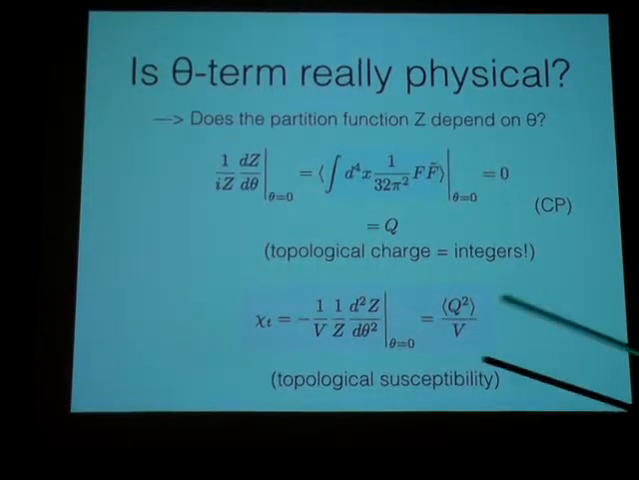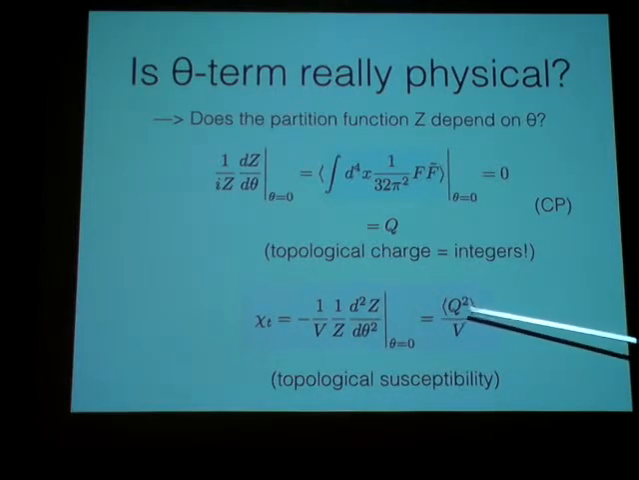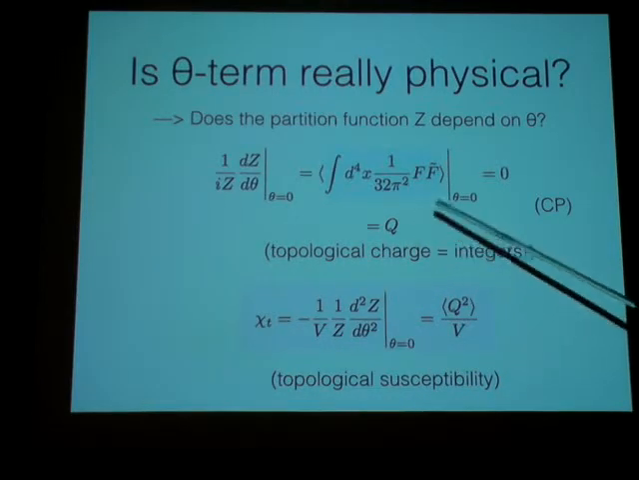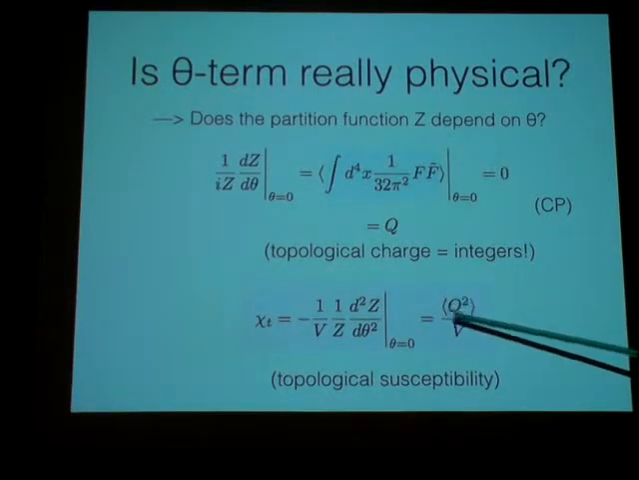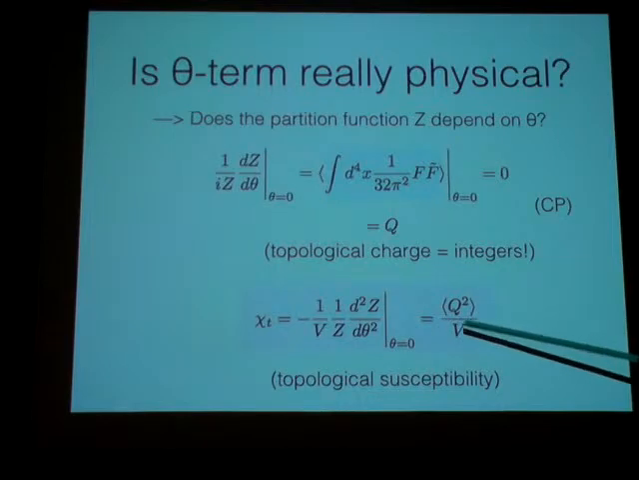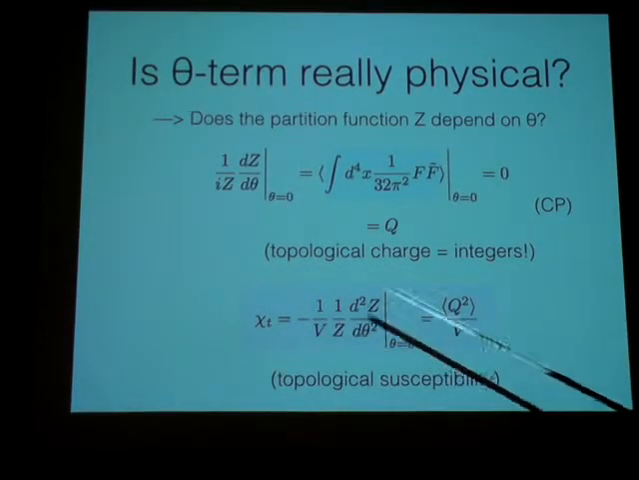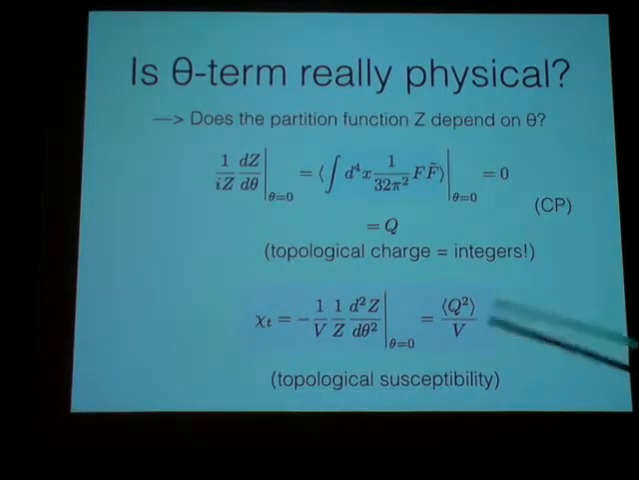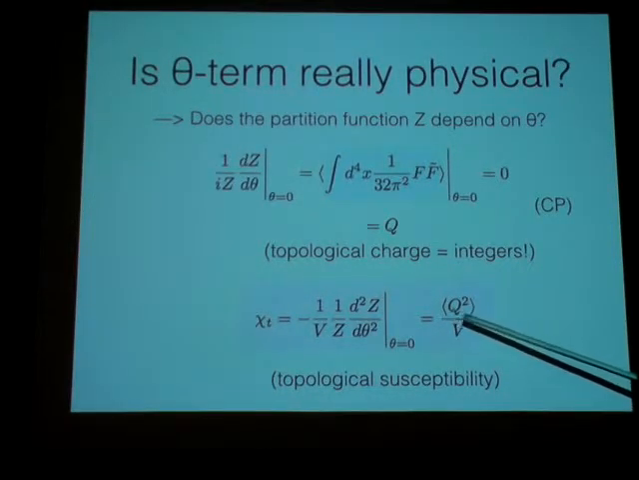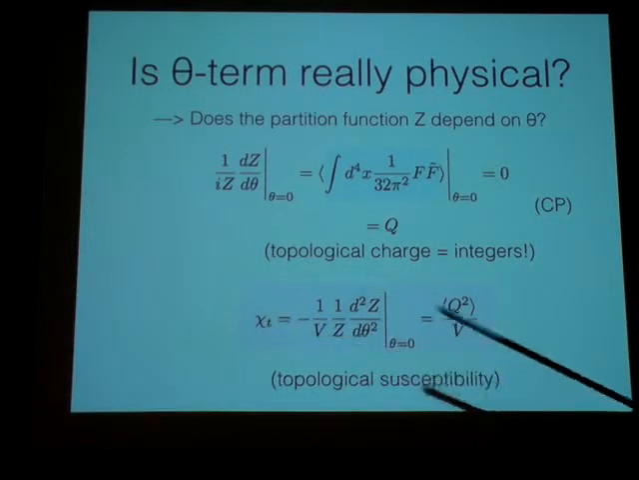The most fundamental quantity in this kind of question is actually the second derivative. If you take the second derivative, that's the expectation value of Q squared rather than Q, because we take two derivatives. So it's the expectation value of Q squared divided by the volume, to make it finite. This is the most fundamental quantity. It's called the topological susceptibility. This is anyway the definition.